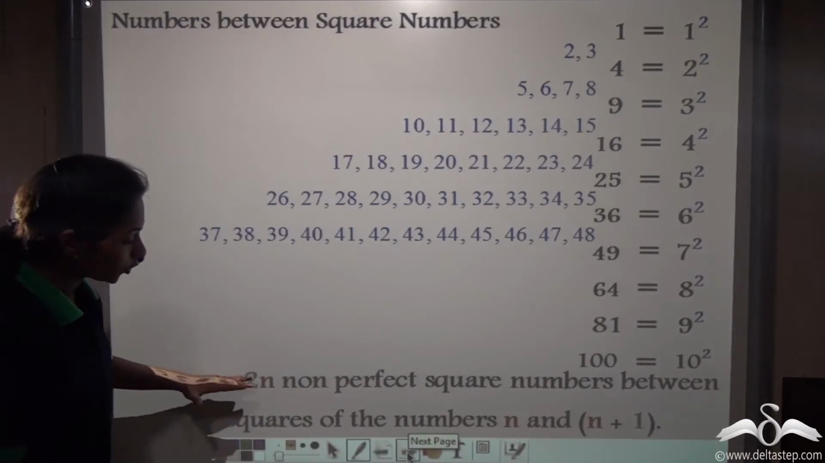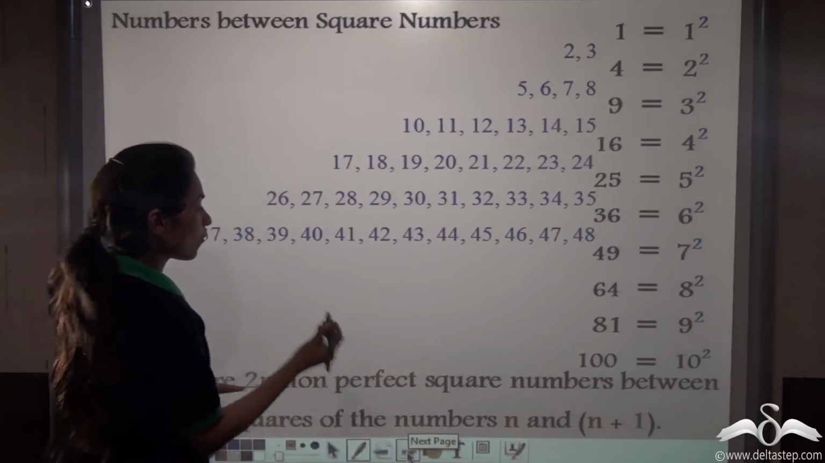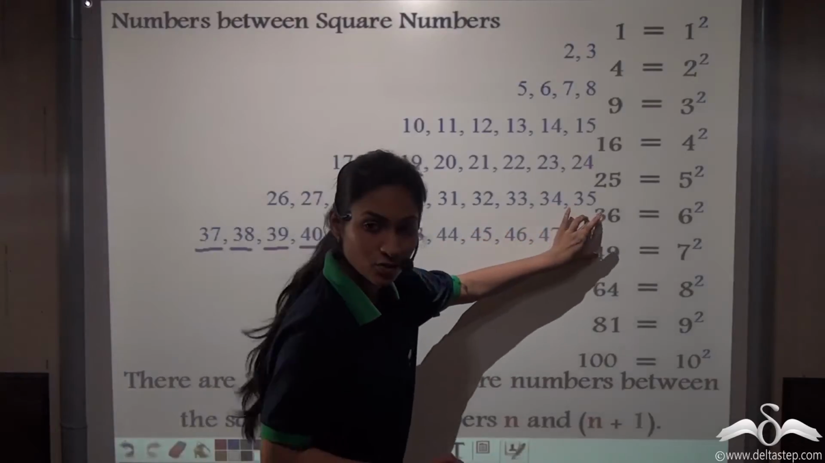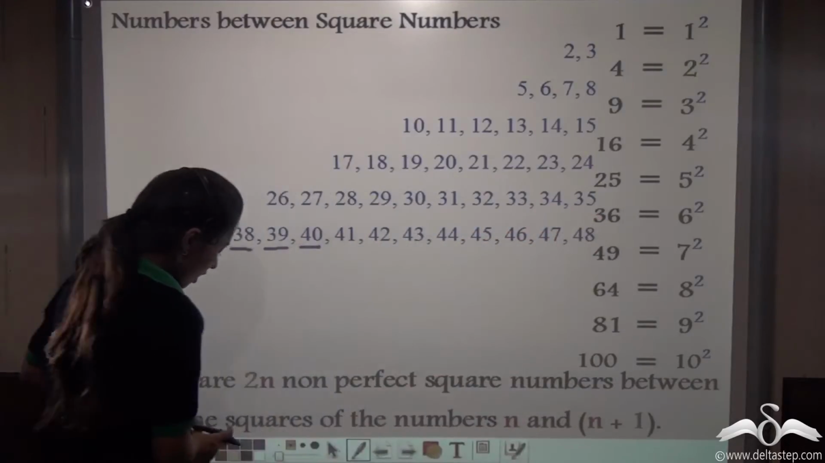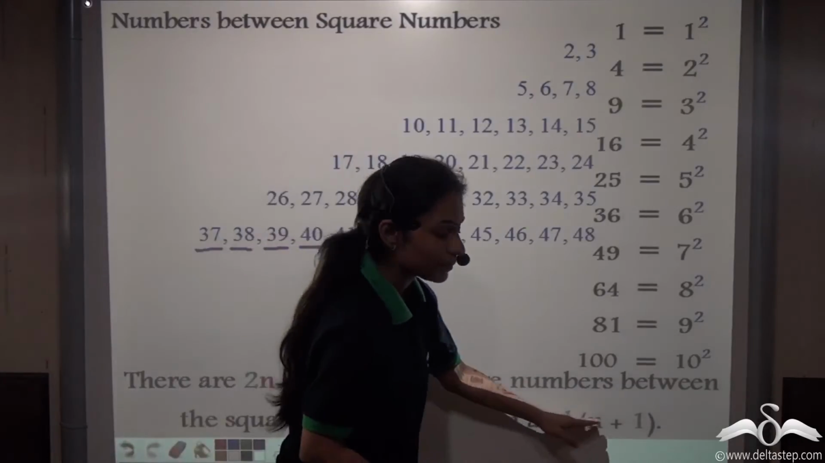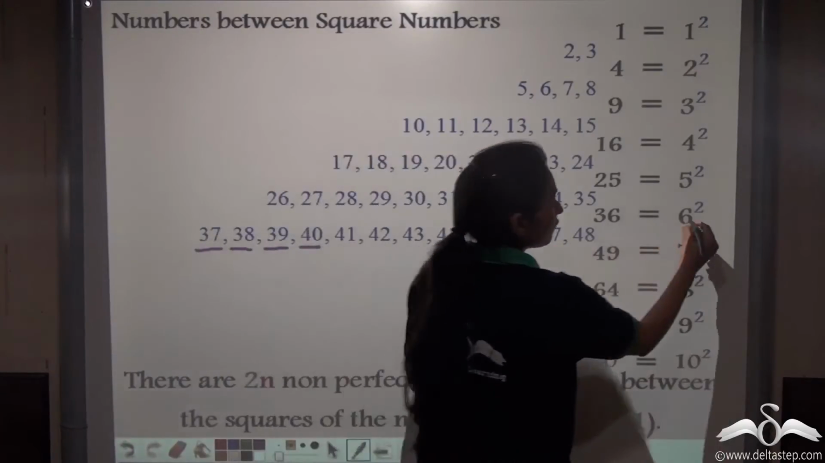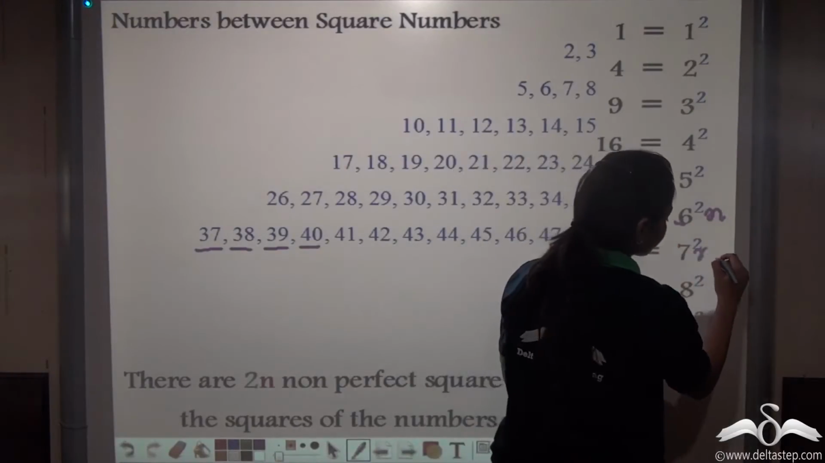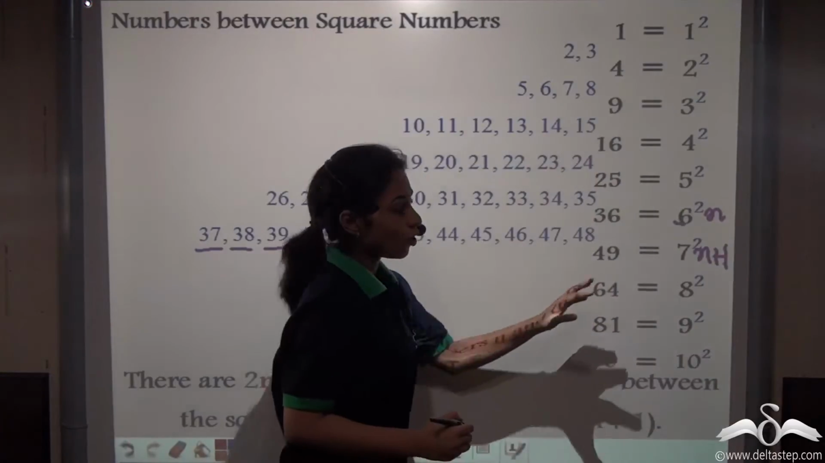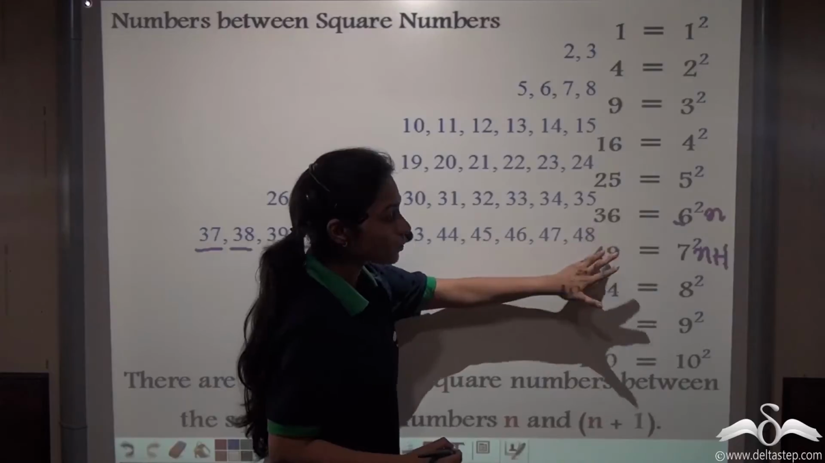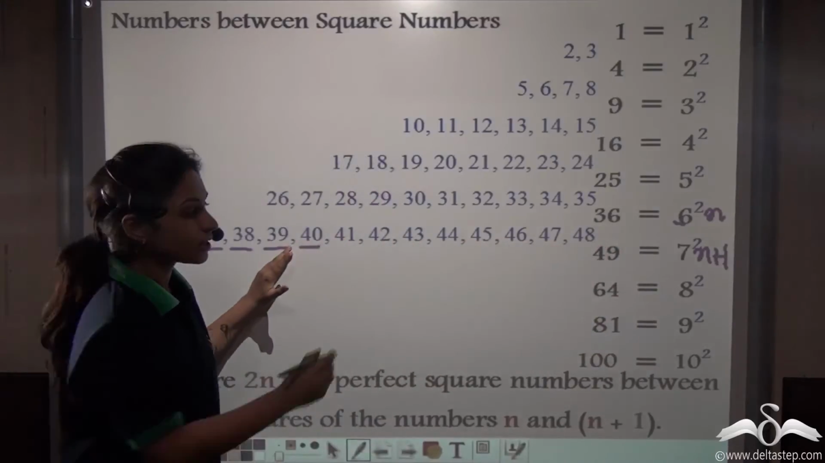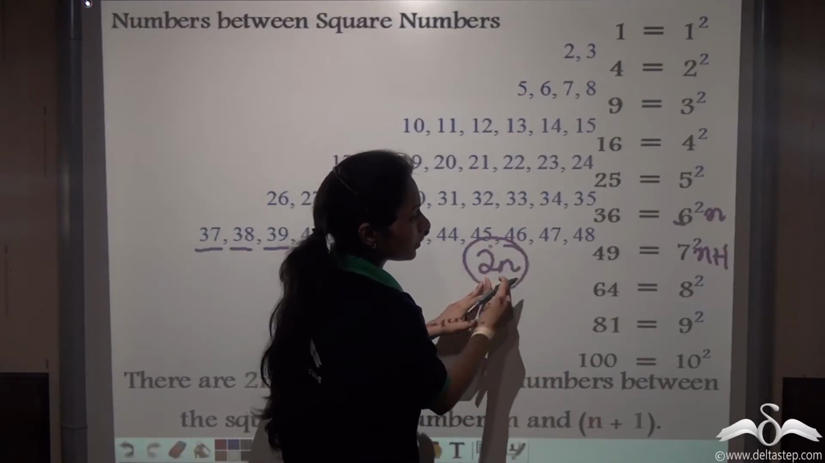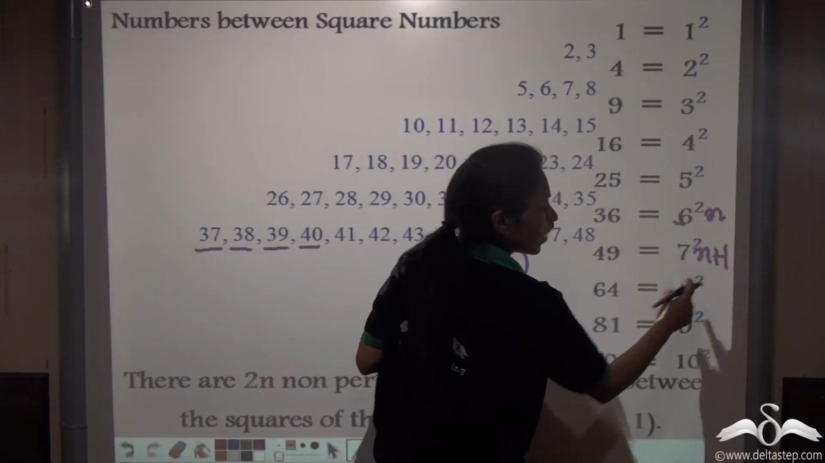We can say that there are 2n non-perfect square numbers between the squares of the numbers n and n plus 1. Why non-perfect square numbers? Because these numbers are non-perfect squares, only n square and n plus 1 square are perfect square numbers. Again I repeat, say if this 6 is n, then 7 will be what? N plus 1. So between n square and n plus 1 square, we have how many numbers? 6 into 2, that is 12 numbers. So 2n numbers are present in between n square and n plus 1 whole square.